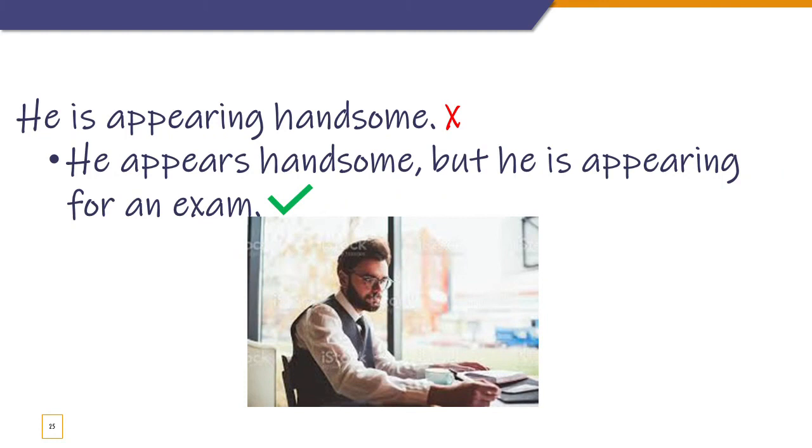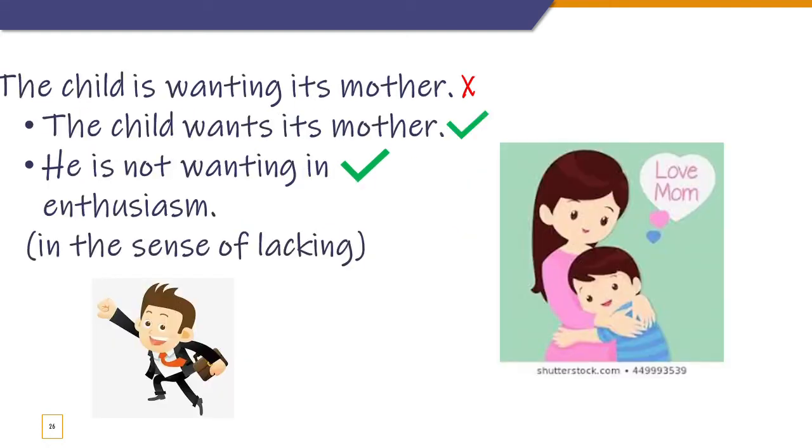When you talk about looks of someone, you can also use the word appear. "He is appearing handsome" is wrong, because appearing actually means writing an exam or being on a TV show. But you can't use appearing for looks, because just as looks, appearance is also permanent. He appears handsome, but he is appearing for an exam. Let me add some more to this. This is the reason he appears nervous. So in two examples, I said he appears handsome, but he also appears nervous because he is appearing for an exam. I hope that makes sense. So that's about appearing.